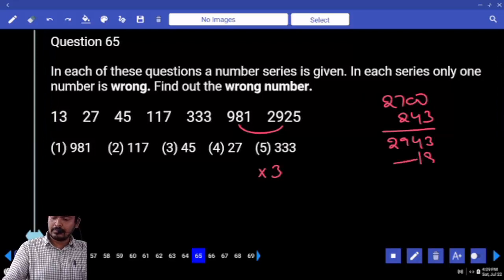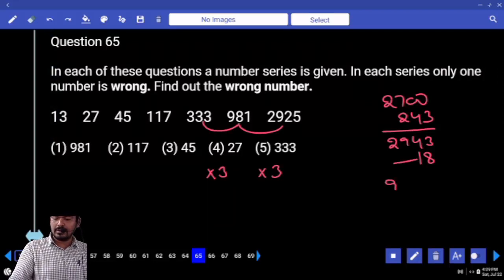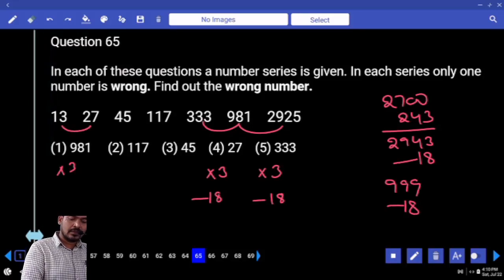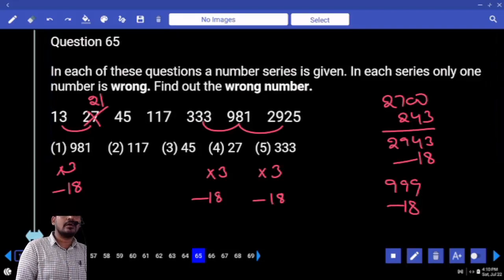In that we are subtracting minus 18 or plus 18? Minus 18. Next here also into 3. Triple 3 into 3, or minus 18 or plus 18? Minus 18 means every value into 3 minus 18. First one 13 into 3 is 39, minus 18 means 21. 21 into 3 how much? 63 minus 18 means 45. What is the wrong number? 27.